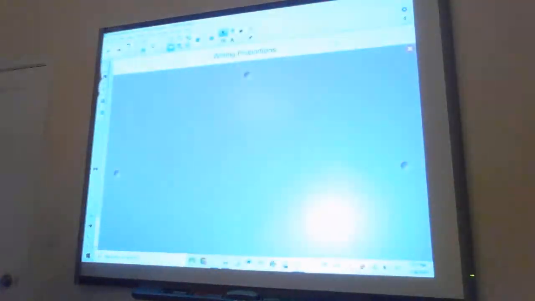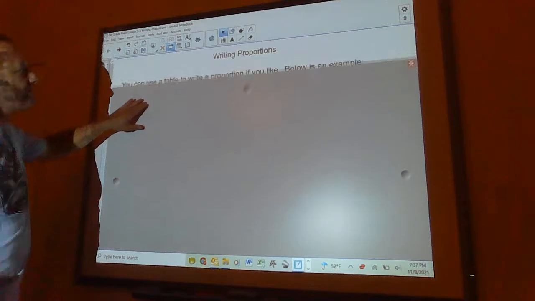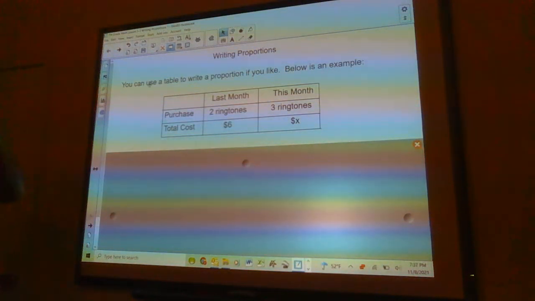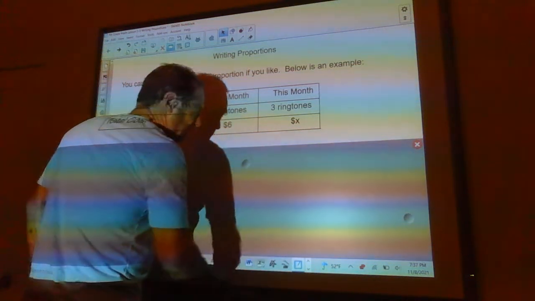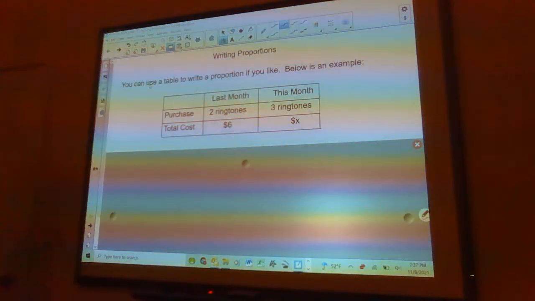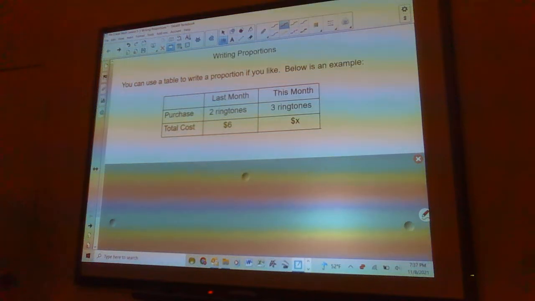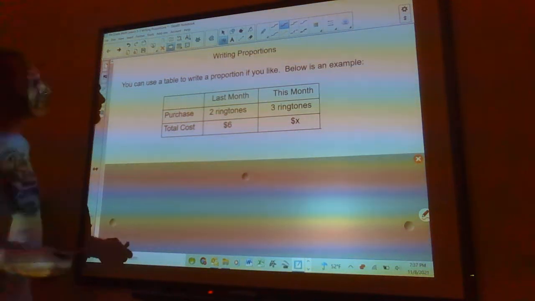Hey everybody, today we're going to talk about writing proportions. One way to write a proportion is in a table, which I don't really care to do because you have to draw that thing, and it's not the quickest way to get things done. But we're going to look at this one.